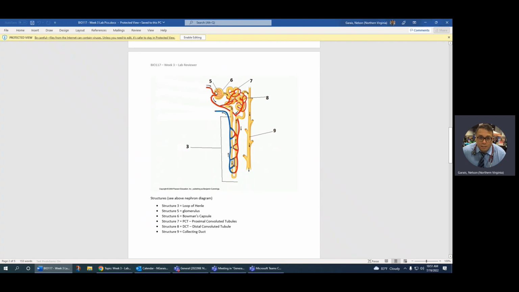Now, the distinction here is the Bowman's capsule is number 6. It's the thing surrounding the glomerulus. The glomerulus is the tuft of capillaries, a little like, you know, best way to put it is like a dust bunny, like a big clump. Capillaries are here, and remember your nephron is microscopic. You have your proximal convoluted tubule, which is item number 7, distal convoluted tubule, item number 8, and of course here is your collecting duct. Item number 3, this whole thing right here, that is your loop of Henle. And the Henle here has a little bit of a tilde line right here.